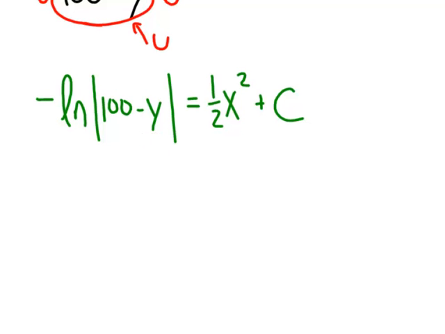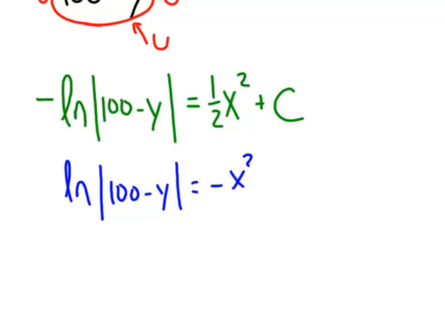Perhaps the obvious thing to do is to multiply both sides by negative 1 so that we can get rid of that negative sign. That gives us positive ln absolute value 100 minus y equals negative x squared over 2. And we could put minus c, but subtracting one arbitrary constant is the same as adding its negative.